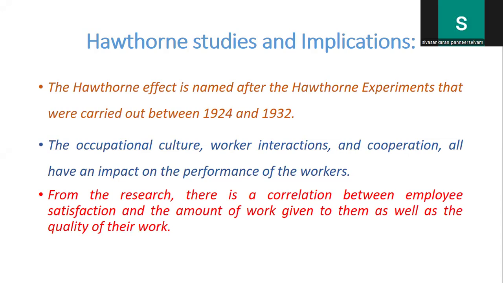So what do you mean by Hawthorne effect? This was introduced between the years 1924 to 1932. Mainly this management theory is implemented for the benefit of creating a good occupational culture, better work interaction in the workplace, and mutual cooperation between the team members. These are all the positive triads of the Hawthorne effect. All have a combined impact to improve the performance of the worker.